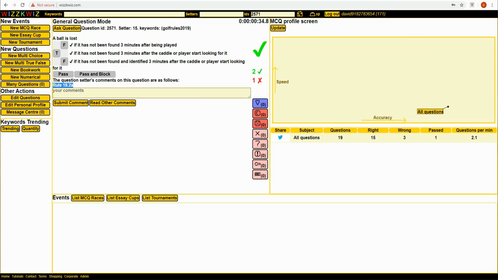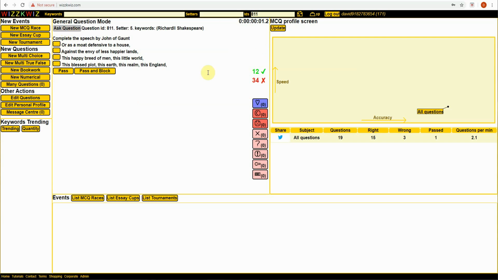And then the last type of question, you notice here, new bookwork. So a good example of that, it's great for sort of learning poems or speeches, that kind of thing. So example 811. This one, keywords Richard II and Shakespeare. Okay, question setter is number 5. So we've got quite a famous speech from Shakespeare, and what you've got to do is basically it's sort of randomized all the different lines, and you've got to actually pick the right lines in the right order.